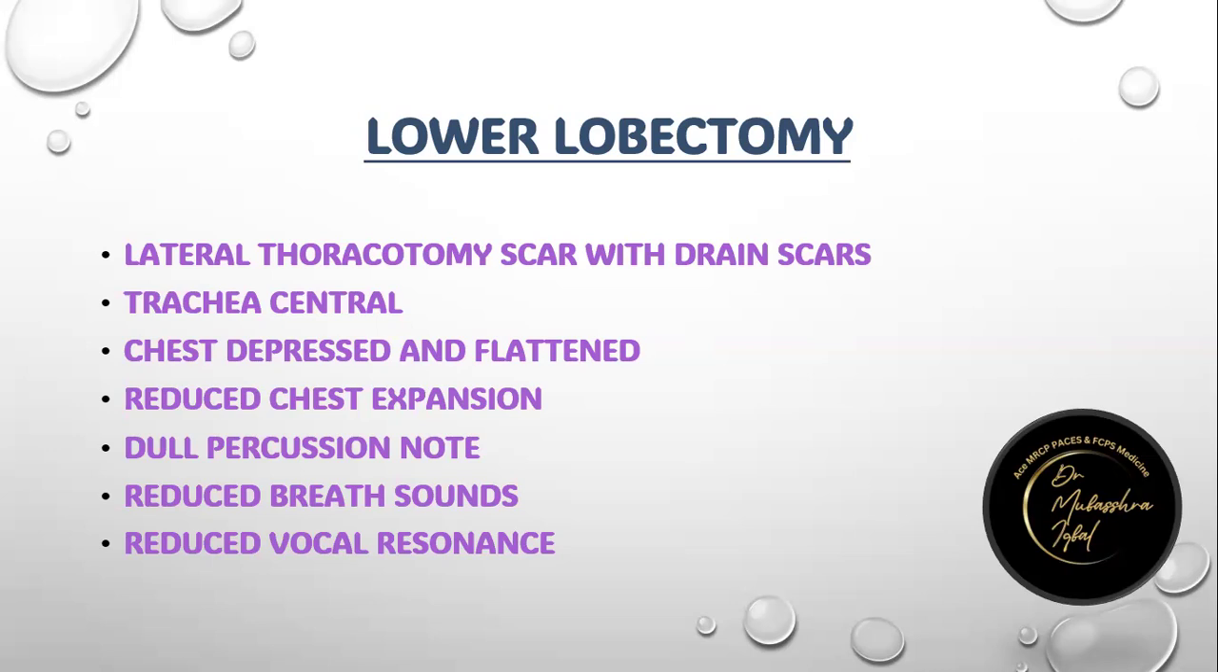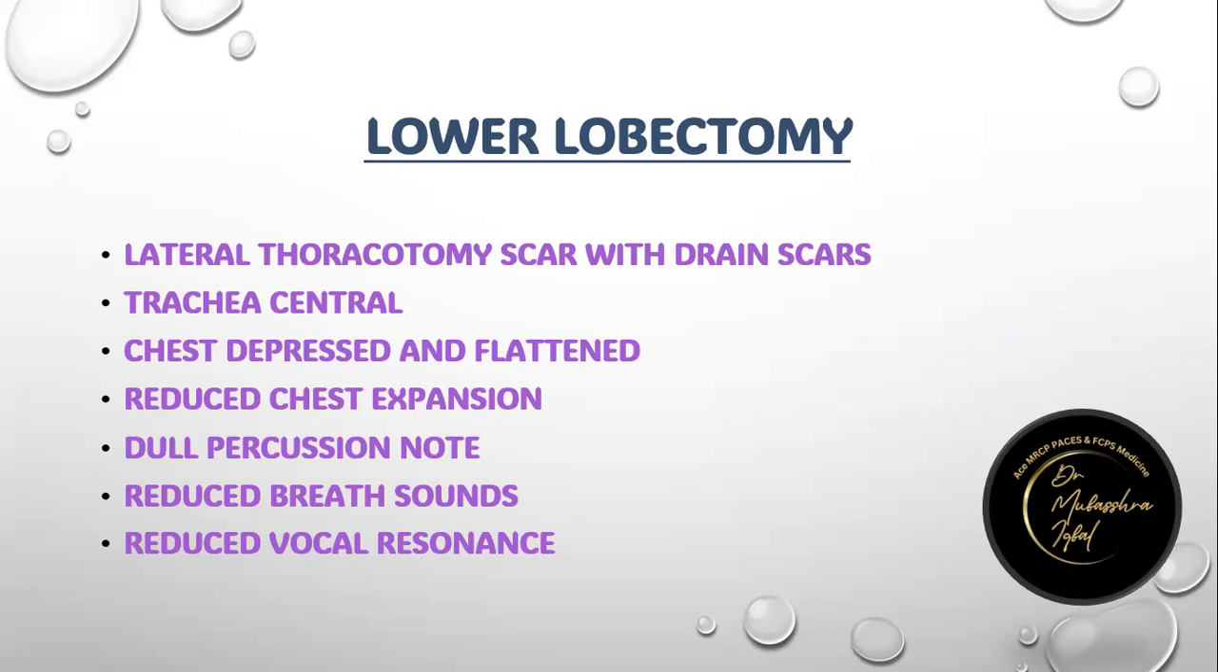So what will happen? Trachea is central, and the chest is depressed and flattened only in the lower part of the chest. Only in the lower part of the chest you will get reduced chest expansion, dull percussion note, decreased breath sounds, as well as decreased vocal resonance. And there are all normal findings on the upper part of the chest on the side of the lobectomy. Even on the opposite side of the lobectomy, in case the patient has undergone lobectomy because of bronchiectasis, there might be findings on the opposite side of the chest.